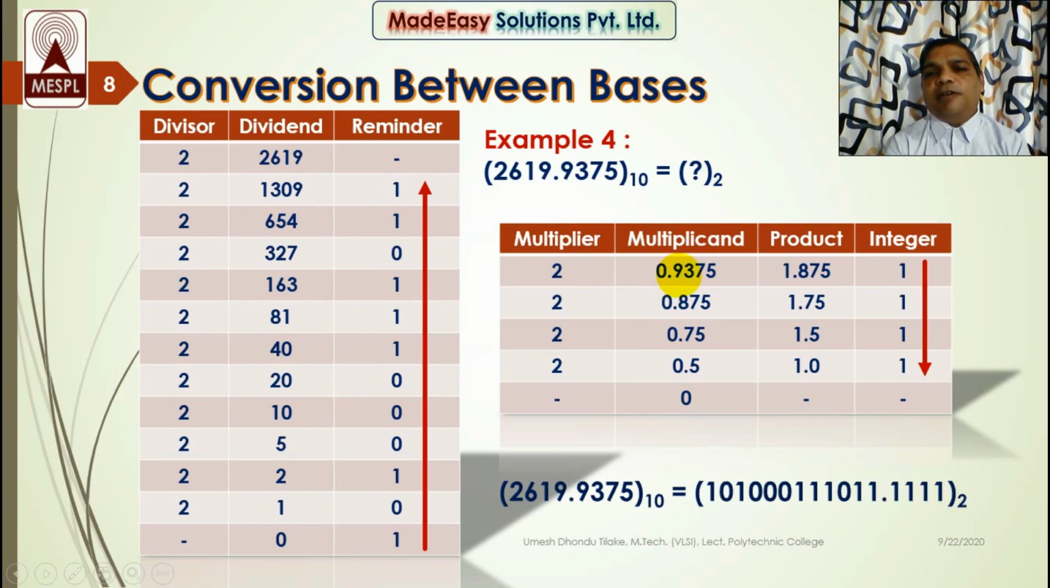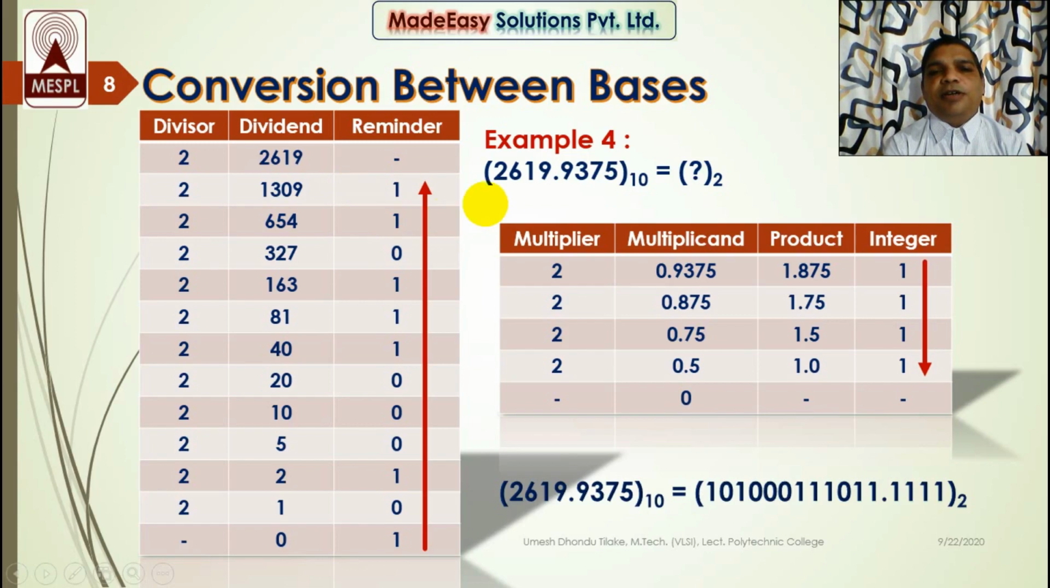We have seen the fractional part is multiplied by the base, and we consider the integer from the product. Here 1.875 is the product, so 1 is the integer part, which we have considered, and the remaining fractional part, that is 0.875, is considered in the next multiplication. The remaining fractional part is multiplied by 2 again to get the product. We consider 1 as the integer here, and the remaining fractional part, that is 0.75, is multiplied by 2 again. We follow this until we get the multiplicand as 0 or up to a maximum of 5 steps. Now consider the integers in forward direction.